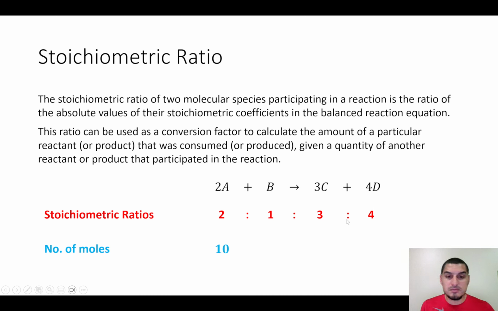This is just cross multiplication. It's ratio 2 to 1, so it's 10 to 5, which is 10 multiplied by 1 over 2. The same here. So I need 5 moles of B, producing 15 moles of C and 20 moles of D. These three numbers are obtained from the balance of the equation, just using the stoichiometric coefficients or the stoichiometric ratios.